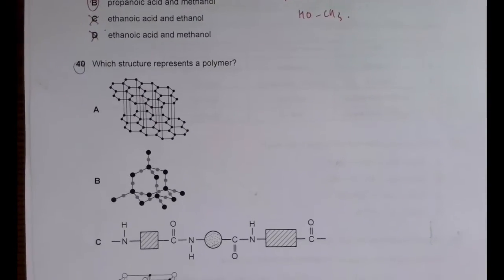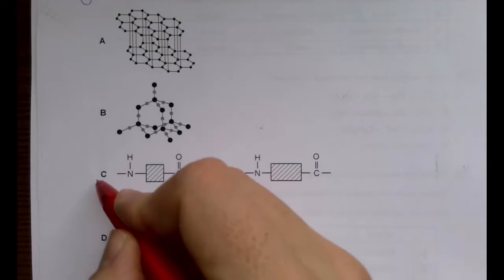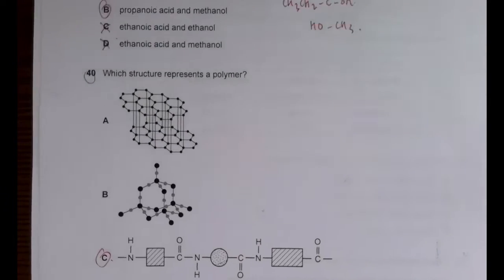Which structure represents a polymer? Hopefully, this question is very, very obviously C. So that's going to be a protein.